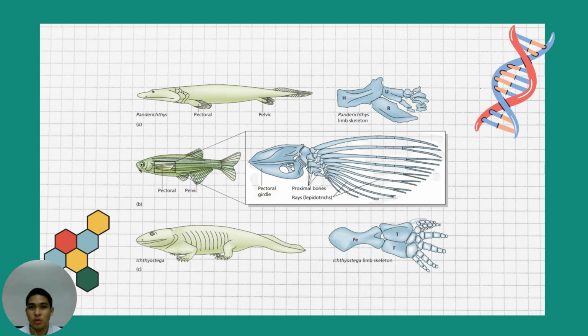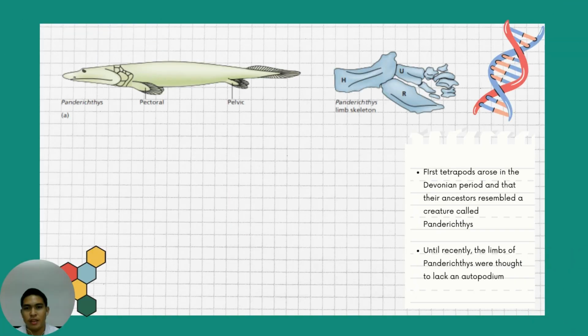So I have here an illustration of the origin of the leg. Take note that this illustration will just serve as an overview of what you are going to expect in the succeeding slides. On letter A, we have the Panderichthys and its four-limb skeleton. On B, we have the zebrafish pectoral fin skeleton, and on letter C, we have the Ichthyostega with its hind limb skeleton. Do note that on the succeeding slides, each one of these will be discussed thoroughly.